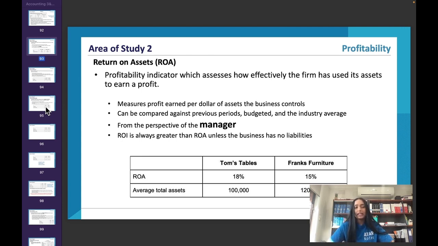Return on investment is always greater than return on assets unless the business has absolutely no liabilities. So it's 100% funded by capital contributions, and there's absolutely no loans, no liabilities, which is very, very rare that a business would have. At the very least, they would have GST. So here's another example where we have two return on assets compared to the average total assets.